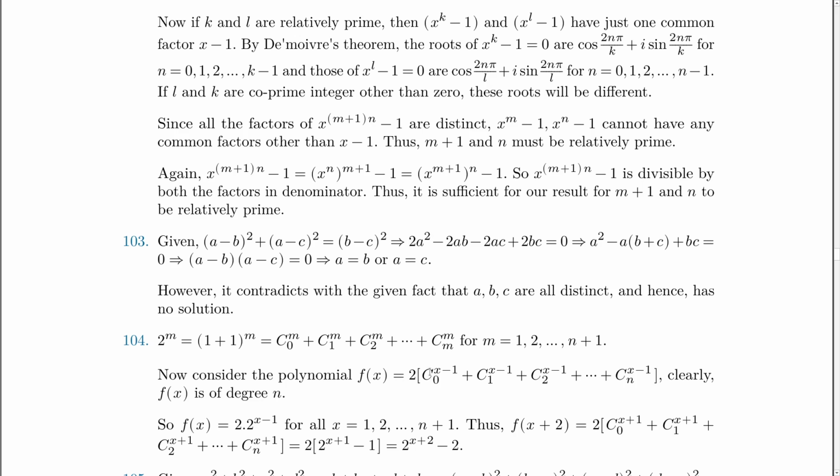Now we consider the polynomial. We have this as 2 into C(x-1, 0), C(x-1, 1), and so on up to n. So if we see this function has degree n. So f(x) is equal to 2 into 2 to the power (x-1), where x is 1 to n+1. So we see that f(x+2) is 2 into C(x+1, 0), C(x+1, 1), and so on. That's the binomial quotient, which is equal to 2 into 2 to the power (x+1) minus 1, which is equal to 2 to the power (x+2) minus 2.